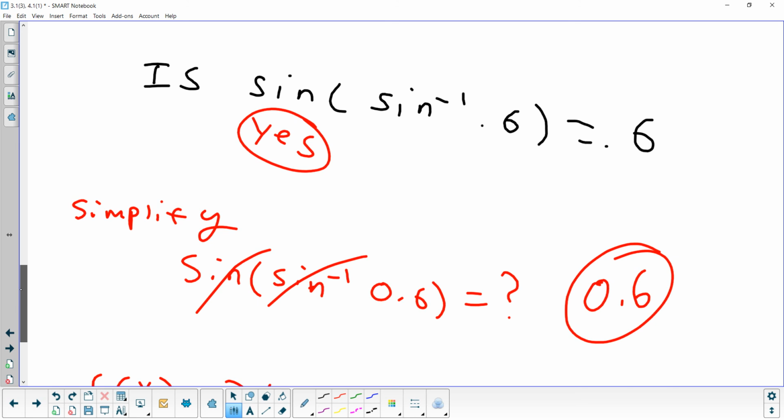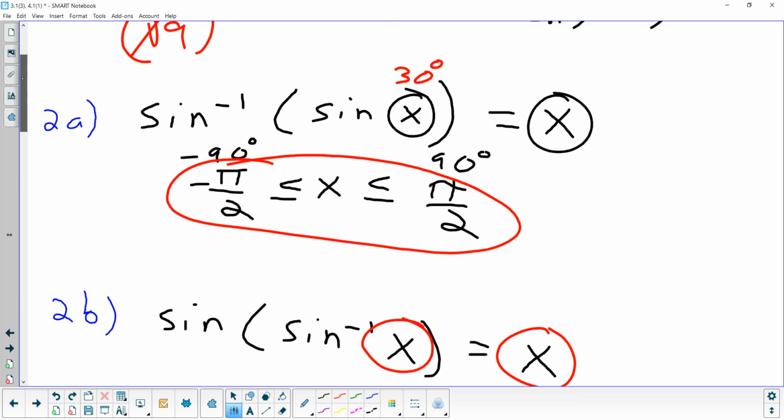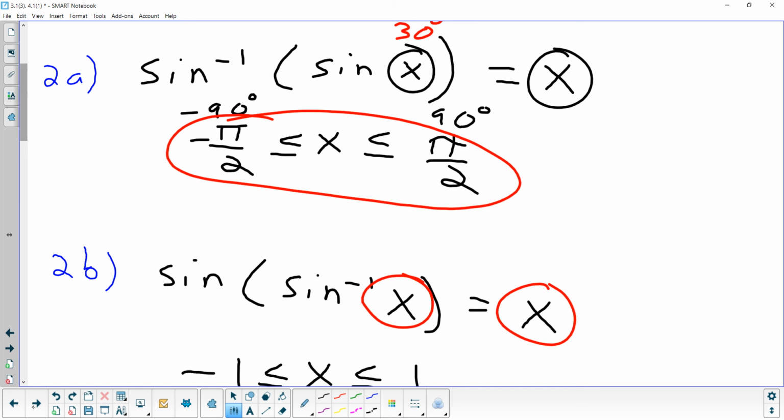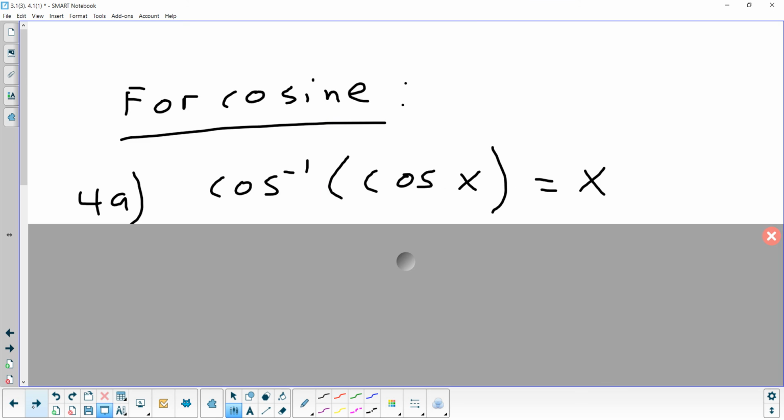All right, so we had two formulas for sine, 2a and 2b. We're going to have 2 for cosine and then 2 for tangent as well. Okay, so formula 4a looks kind of like formula 2a. So it's inverse cosine and cosine. Inverse is on the outside. What did we have to be between yesterday when we did inverse cosine?